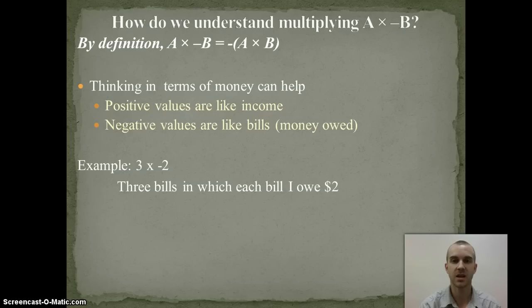Now, how do we understand this? Well, by definition, if we have a times negative b, that's the same as saying a negative on the outside, the quantity a times b. And if we think in terms of money, this can help. Positive values are like income, negative values are like bills, money that we owe. So when we see 3 times negative 2, we have 3 bills in which each bill I owe $2.